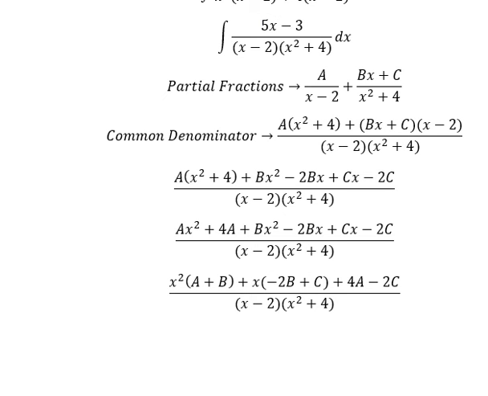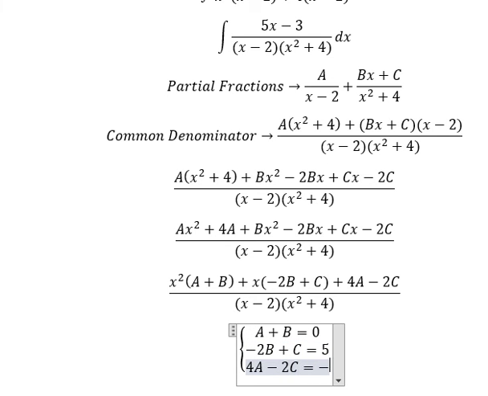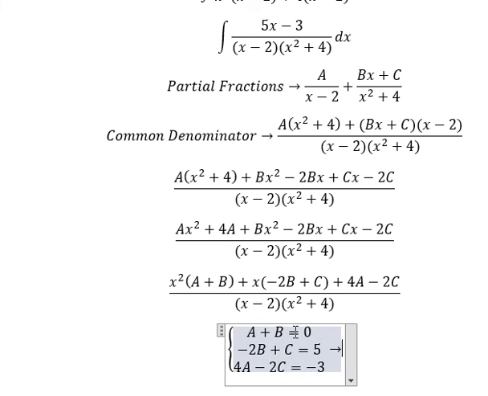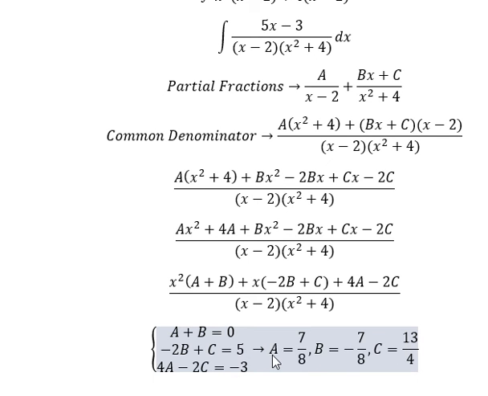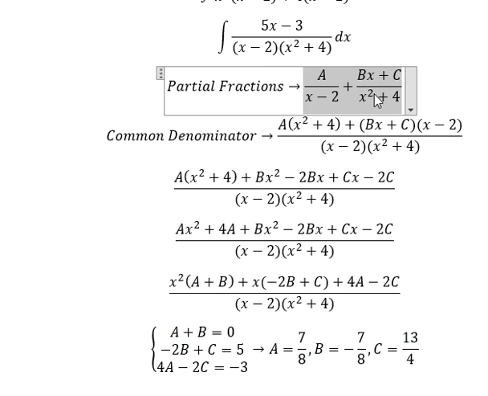And now we create the system of equations. So a plus b equals number 0, negative 2b plus c equals number 5, 4a minus 2c equals negative number 3. And now we need to find the solutions of A, B, C. So this is the answer of A, B, C. Now we put A, B, C in here.